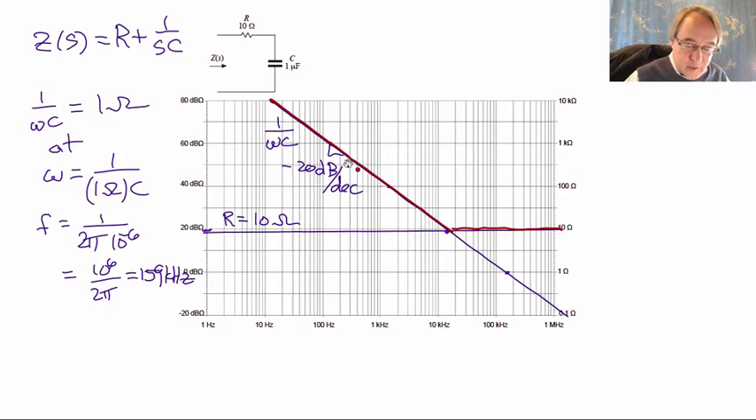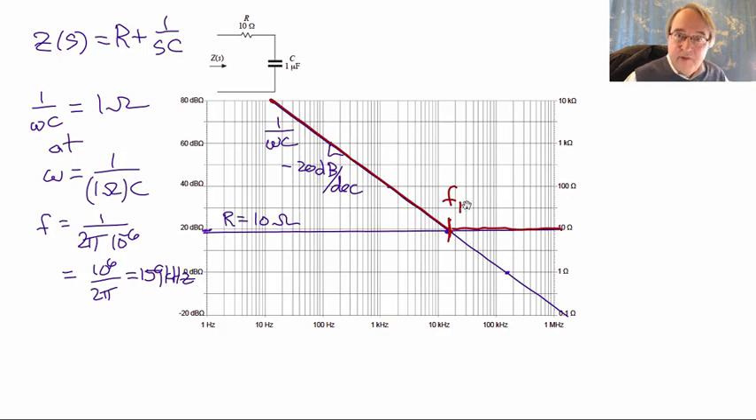So we have a minus 20 dB per decade slope at low frequency and a constant asymptote at high frequency, and we know in fact what they are. They're the resistor or the capacitor impedances. We can also find the corner frequency right here. Let's call that F1. What is F1?